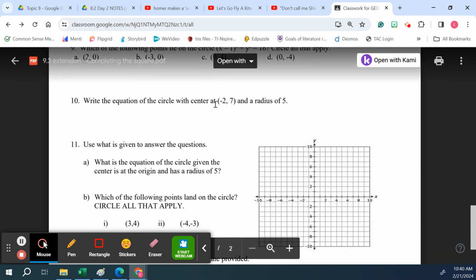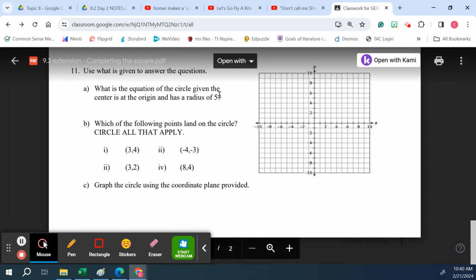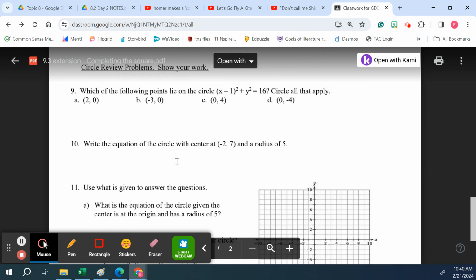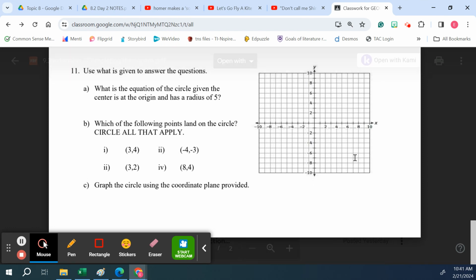This, you're going to write the equation. They're giving you the center, and then they're giving you a radius. And here they're telling you, again, a center, a radius. They're asking you to find which ones actually land on the circle. So you're doing very similar to what you had in 9. And then C, you're going to graph it. Okay? Any questions on these?